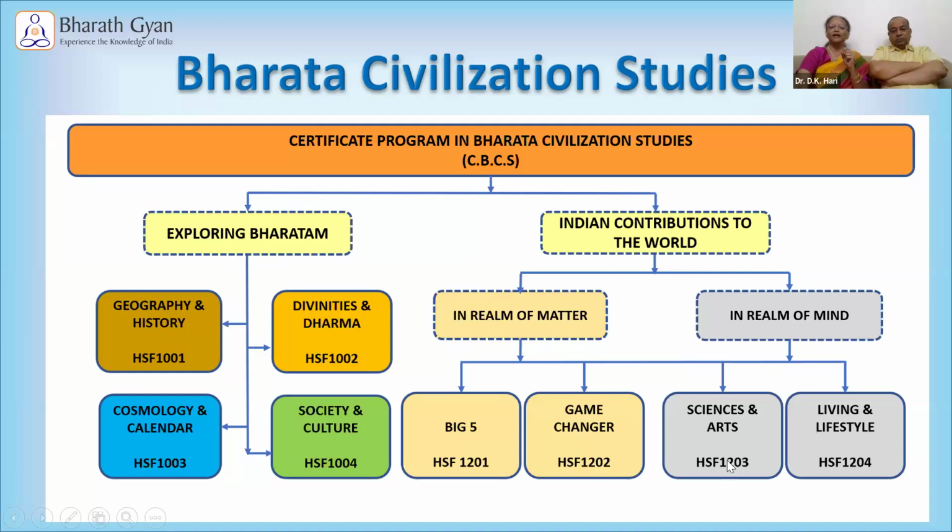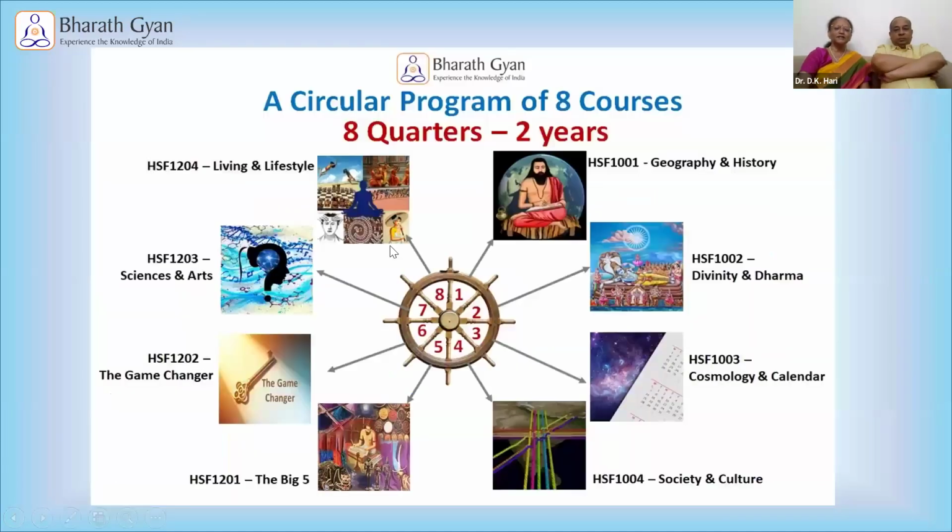Likewise, in the realm of mind, what are the things we contributed in the realm of sciences and arts and living and lifestyle, which we just completed just now. Just last quarter we completed that. So we are starting a new cycle, and we do this as a cyclical program. So this series of courses goes around like a circle, and they are like a hop on and hop off. So people can join at any of the quarters and still get a good handle. And as they complete the 8 courses, they get a certificate from the university, and the certificate is for 12 credits.